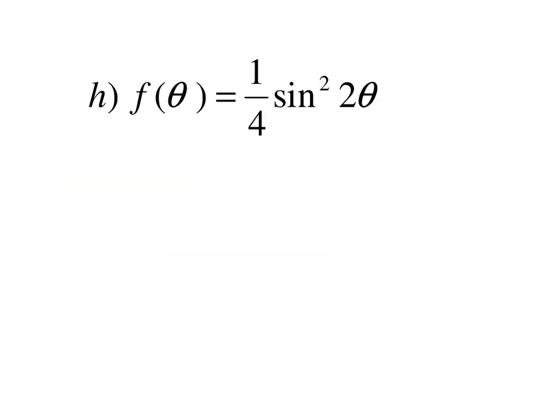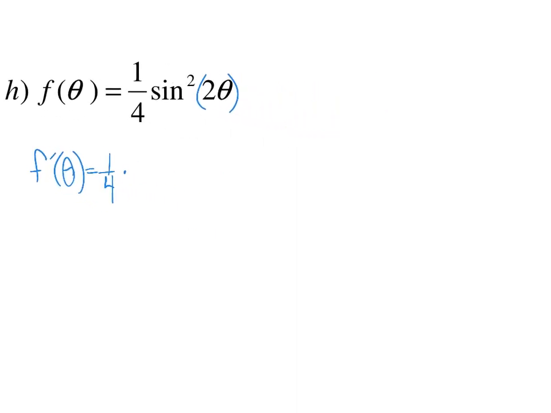All right, so H. H is an interesting one. We have f of theta is 1/4 sine squared of 2 theta. It's sine squared of 2 theta. You can't just have a sine squared. It's a function, so it's got to take something. So the 1/4 is just there. So f prime of theta is going to be 1/4 times whatever we get for the rest of this. So let's just write that down and not worry about it.